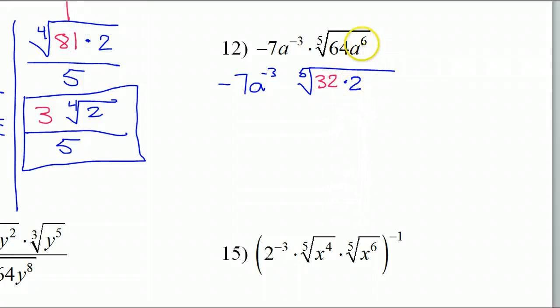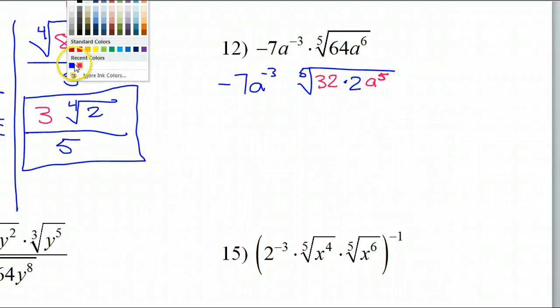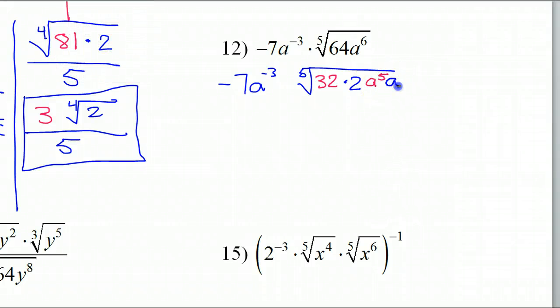Now for the variables, I really want this exponent to be divisible by 5. 6 is not divisible by 5. But I can rewrite a to the 6th power as a to the 5th power times 1 extra a, like that. Now everything in pink here is going to simplify and come out in front of the radical. So the fifth root of 32 is 2. So I'm going to have 2.